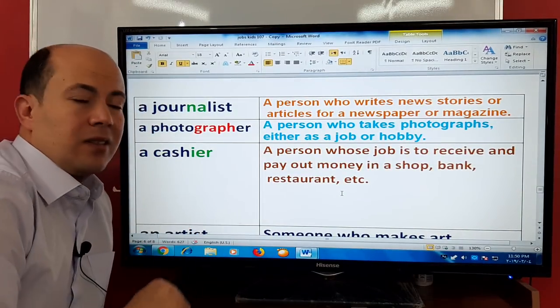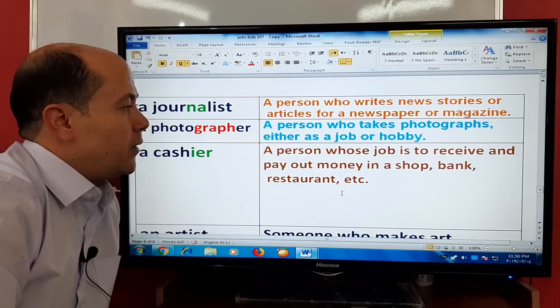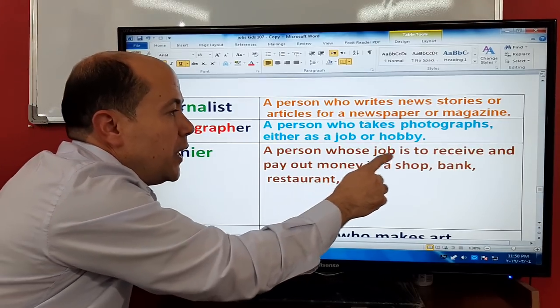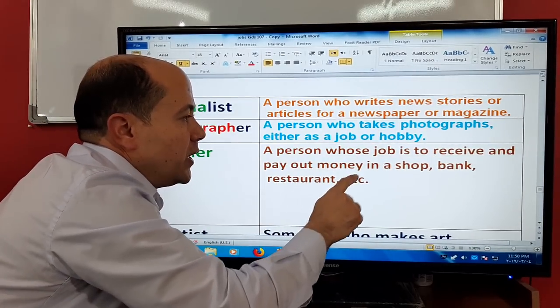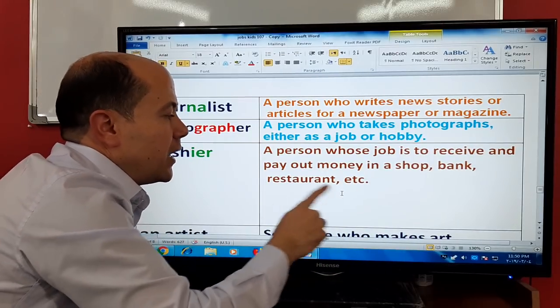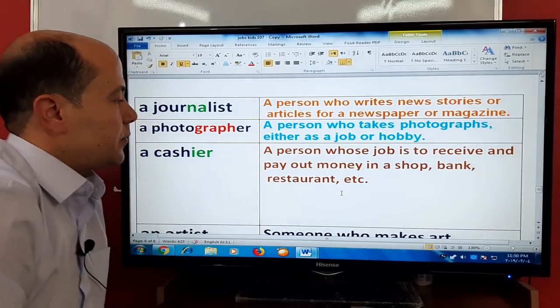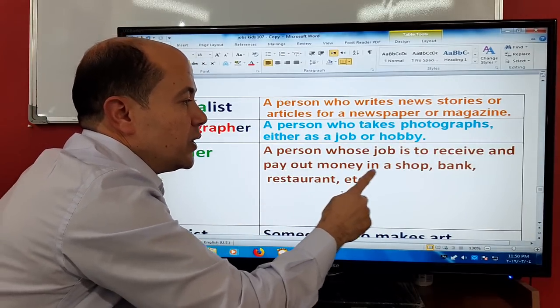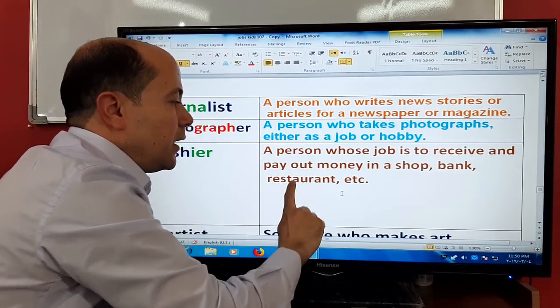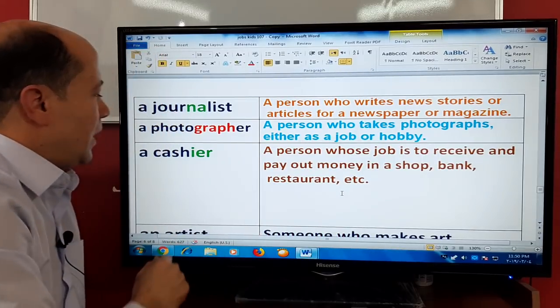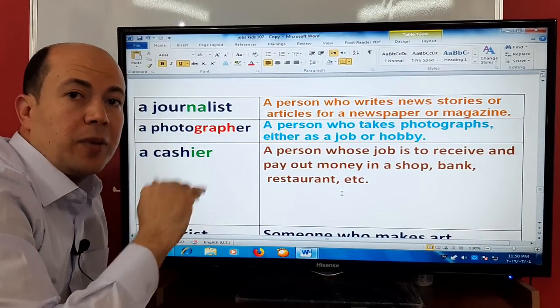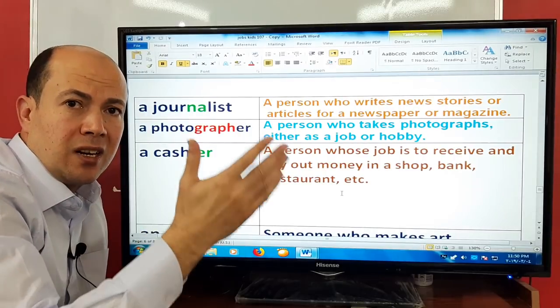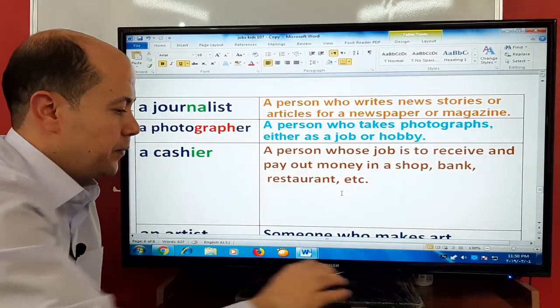A cashier. The person who gets the money. A person whose job is to receive and pay out money in a shop, bank, restaurant, etc. الشخص اللي وظيفته يتلقى ويدفع الفلوس في محل, بنك, مطعم, إلى آخره. A cashier, not cashier. Okay, because in Egypt I heard it cashier. No, it's cashier.